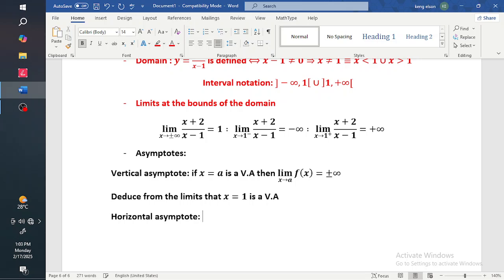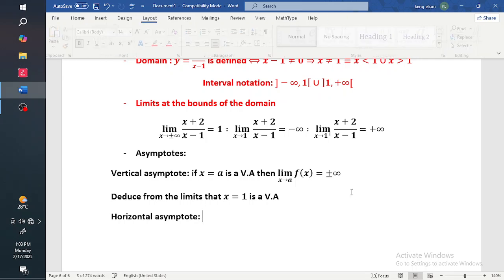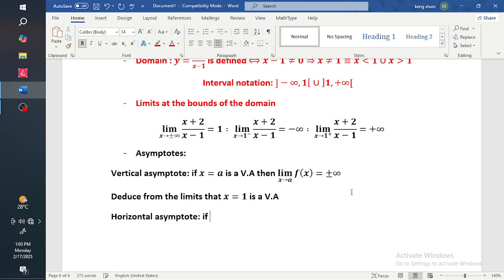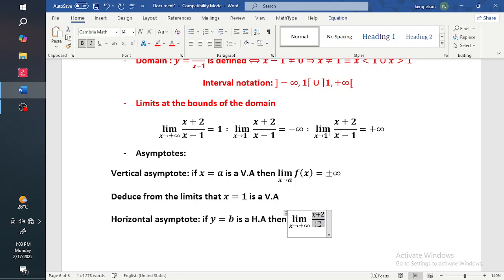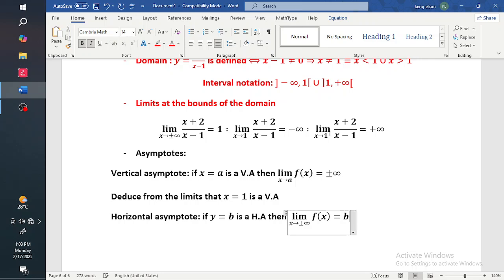So a horizontal asymptote is gotten by the limit at plus or minus infinity. So if y equal to b is a horizontal asymptote, then the limit as x goes to plus or minus infinity of our f of x will be equal to b. b is a real number, okay.